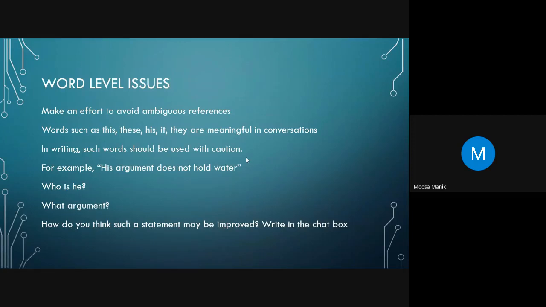For example, let's take a look at this. His argument does not hold water. Who is he? What argument? Right? So let us take a look at this nice little caption for a while. His argument does not hold water. Let us see what you can think of.